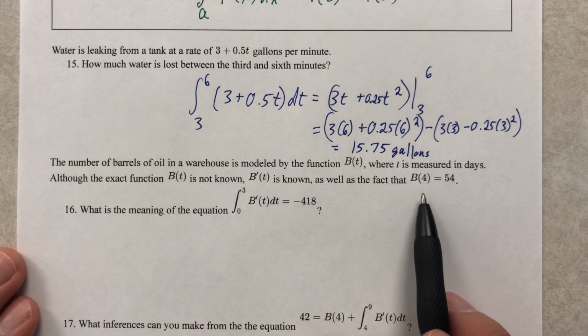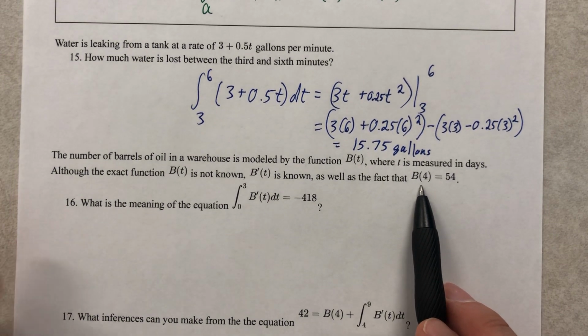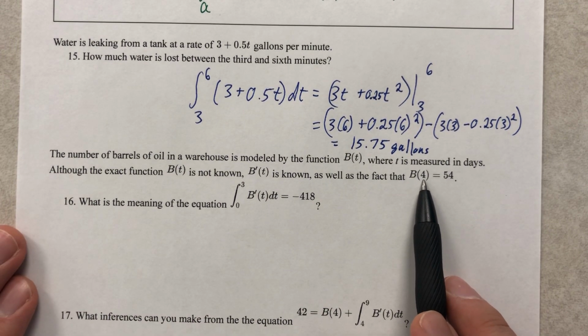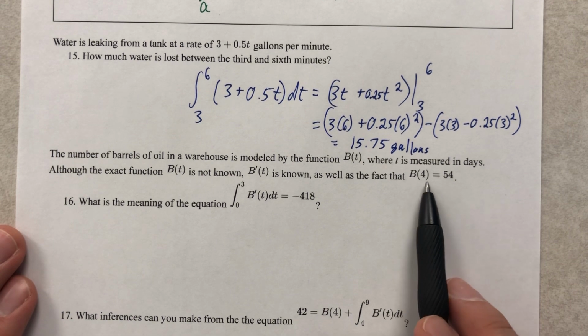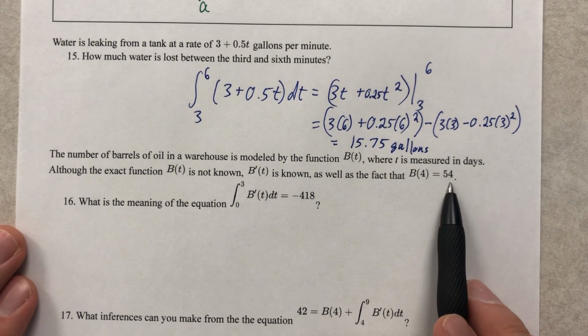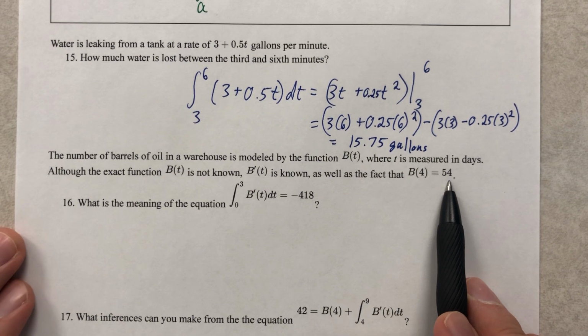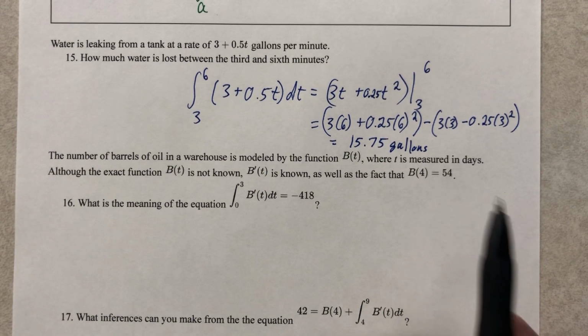And then we also know, and this is good to know, that on day 4 there are 54 barrels of oil in the warehouse. I would say at the end of day 4, there are 54 barrels of oil in the warehouse. So, let us move on.